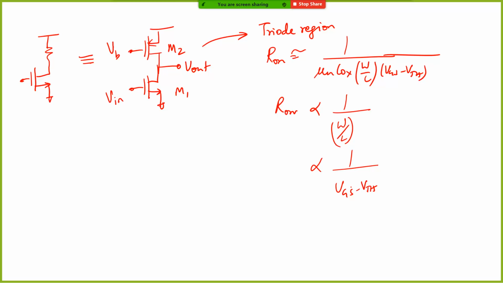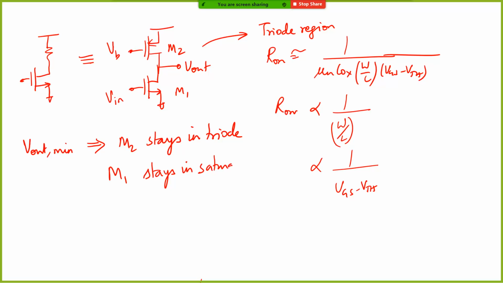So this is of course valid only when M2 is in triode region. That is what is going to set your swing limits. Your Vout min, if you take a PMOS device, should be such that M2 stays in triode and M1 stays in saturation. So this is the key thing. As long as this is happening, you can have a device like this.